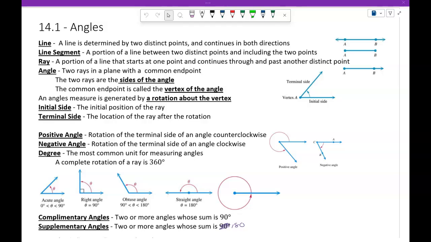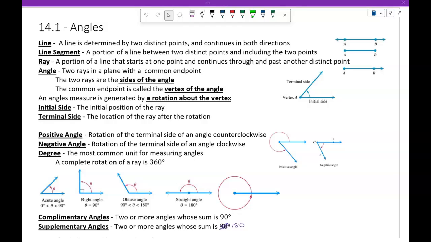Moving into our section on trigonometry, we're going to start with some angle relationships and triangle relationships on a very basic level before we get into the more complex trigonometry. Just as a review of some of our geometry vocabulary, we have some definitions here for lines, line segments, rays, and angles, as well as diagrams giving examples of each one.